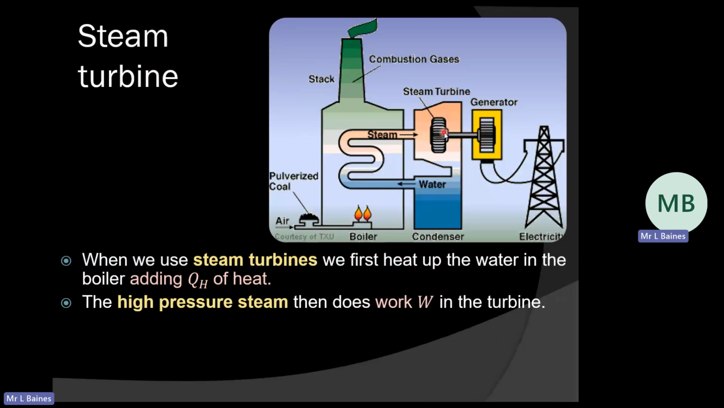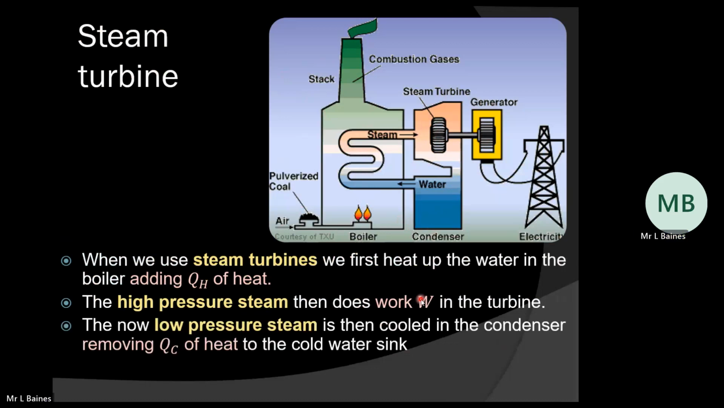So high pressure steam goes around and causes a certain amount of work, and when my turbine turns, it turns my generator. Now we have low pressure steam, because it's done a certain amount of work and lost energy. That steam is then cooled down in the condenser and it takes QC of heat out into the cold water sink. So we lose a whole load of energy when we cool it in the condenser.